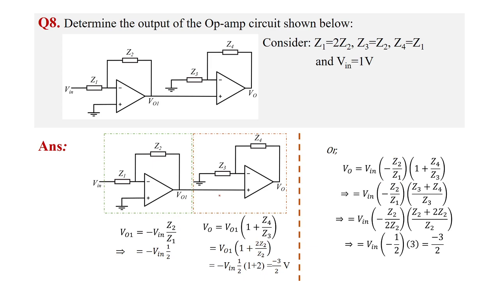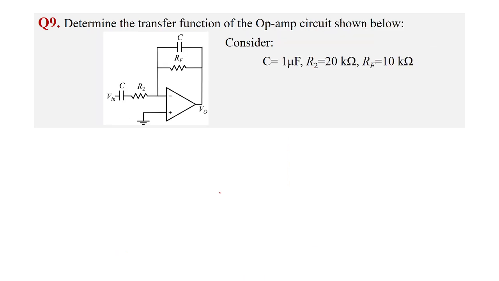I think it's clear. Coming to the 9th question, determine the transfer function of the op-amp circuit shown below. So let us see how the circuit has been given. The circuit is a combination of resistances and capacitors, so it's either an integrator or differentiator configuration. It is a circuit which depends upon the frequency, right? That's why it has been mentioned to find the transfer function of this op-amp circuit. Also the values of capacitance and resistance have been given. So how to find this?